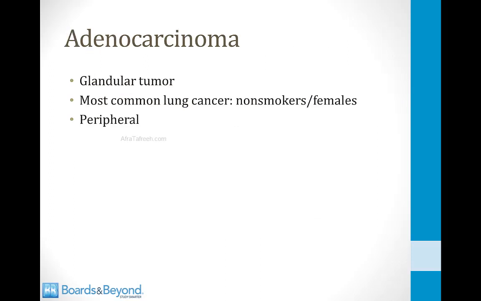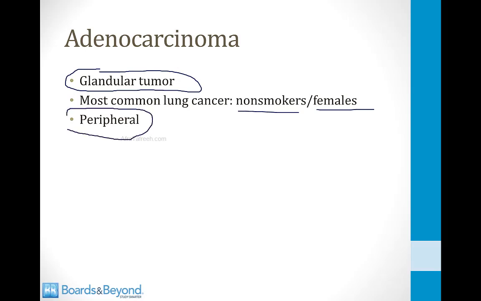Adenocarcinoma is a glandular tumor. That's why it's called adenocarcinoma, and you should know that this is the most common lung cancer in non-smokers, especially in women. So if you see a tumor that's in a non-smoker, especially if it's in the periphery of the lung, it's almost certainly an adenocarcinoma, especially on your boards.